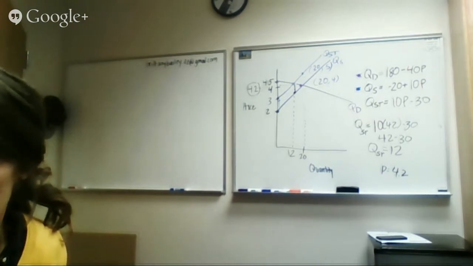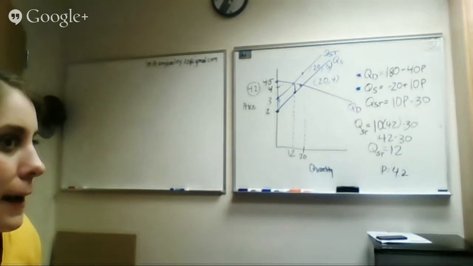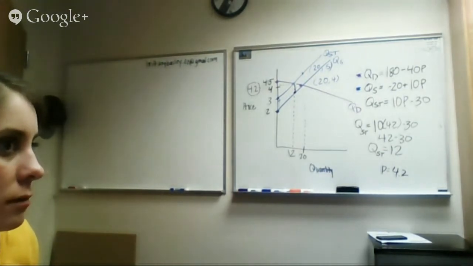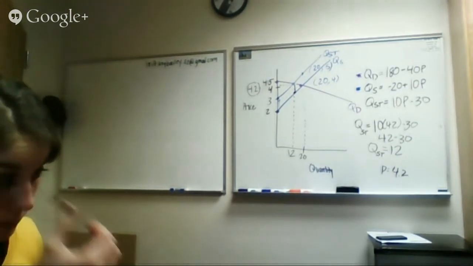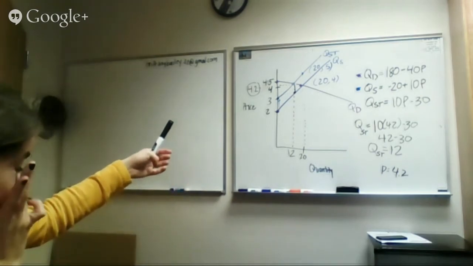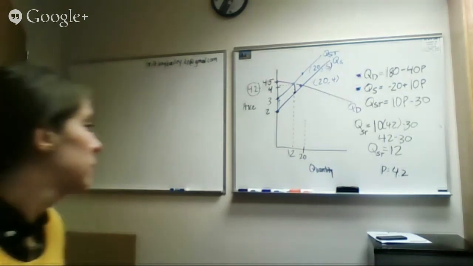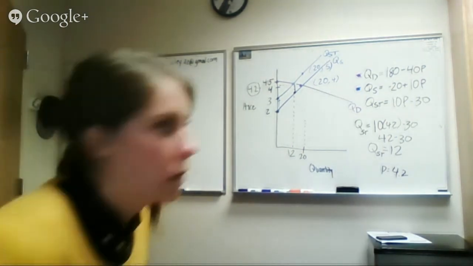Okay, so that took us to part E. Now we want to know part F. What is the deadweight loss? What do you think, John? Do you think you could point to the area on the graph where the deadweight loss is? Oh, you have it there already.